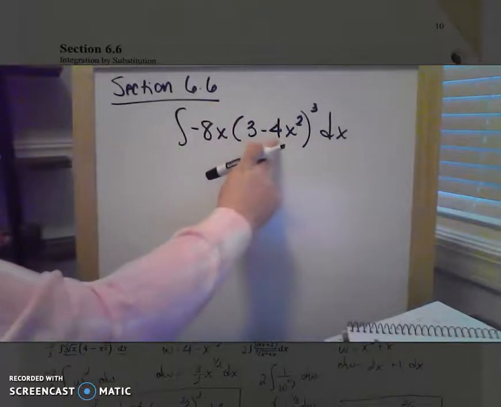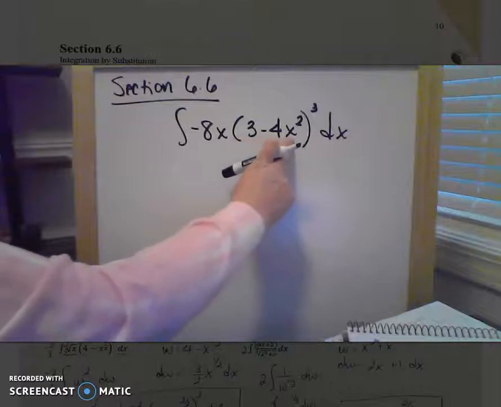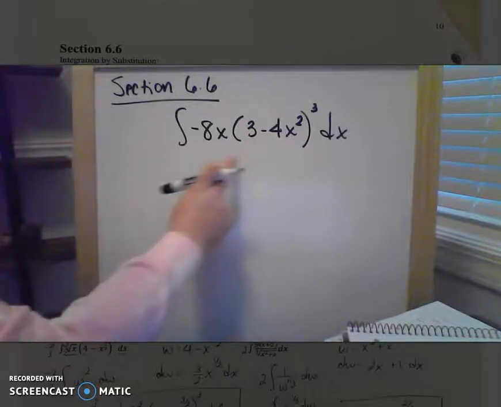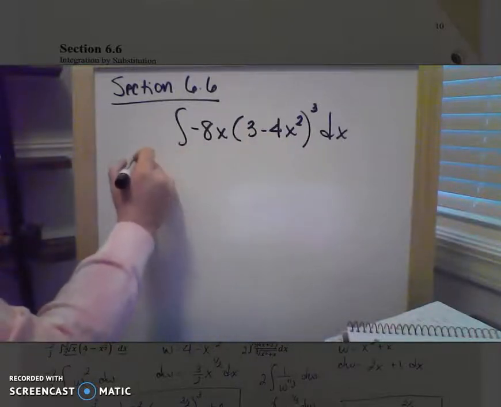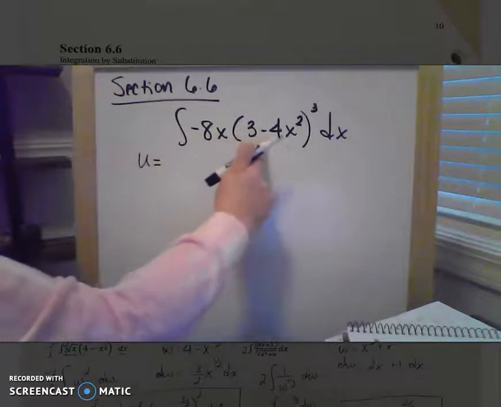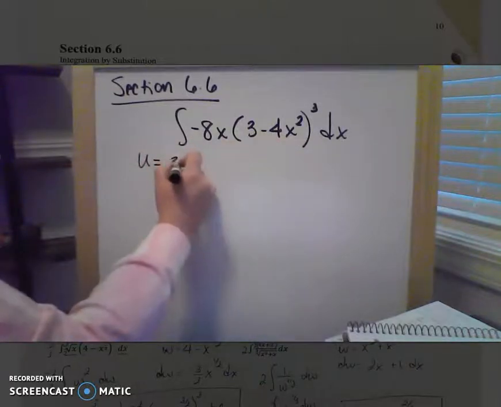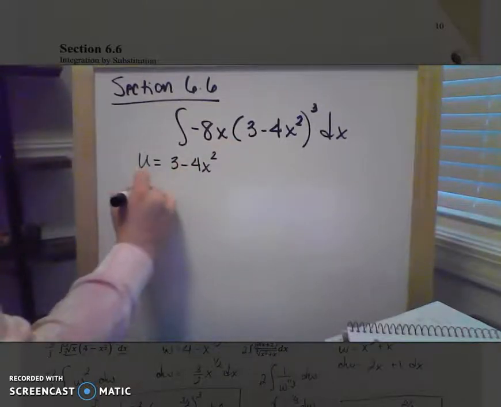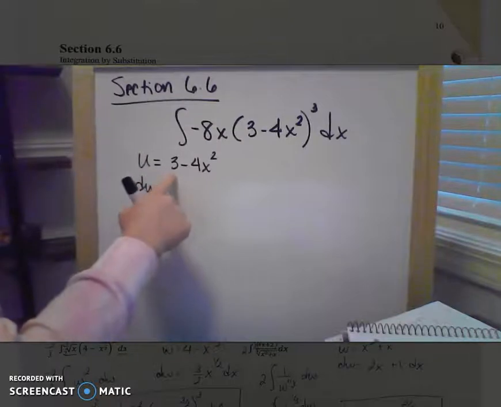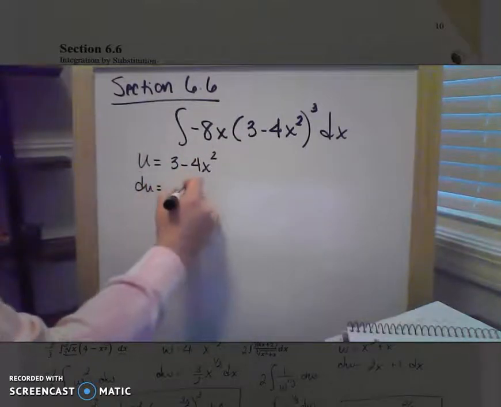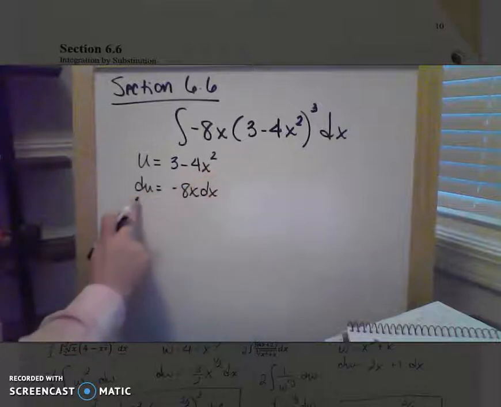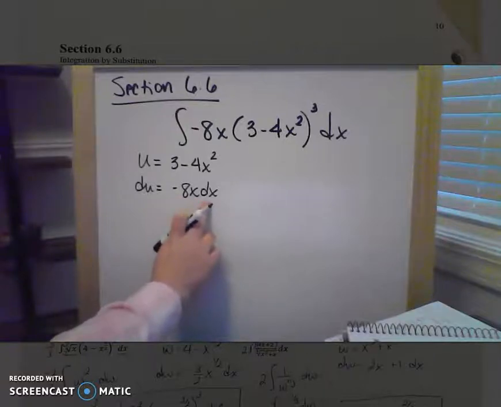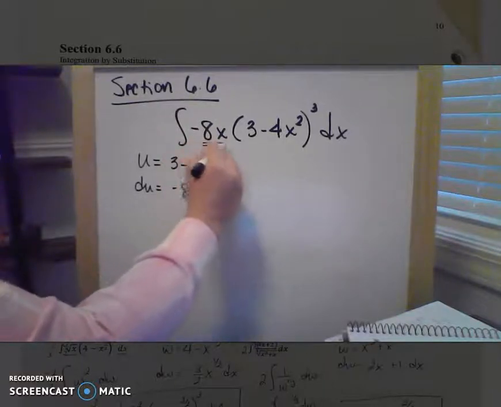Okay? And if you look carefully, see how you have a negative 4x squared? Well, 3 minus 4x squared, if you do that derivative in your head, you get negative 8x, and that is on the outside. So what we're going to do is set u equal to the inside function, so 3 minus 4x squared, and then do the derivative. So du ends up being 3 turns into 0, and you get negative 8x dx. We write that as what we call a differential equation. Do we have a negative 8x dx on the outside? Yes, we do.